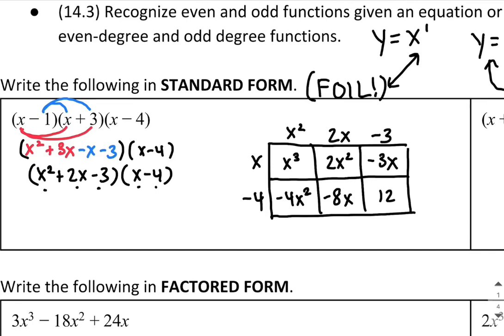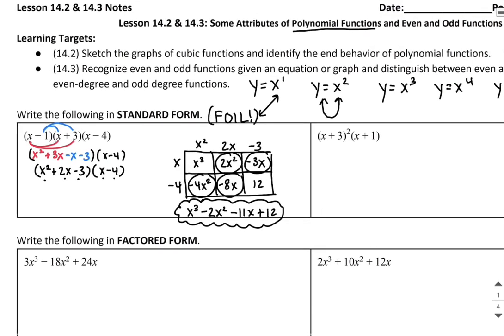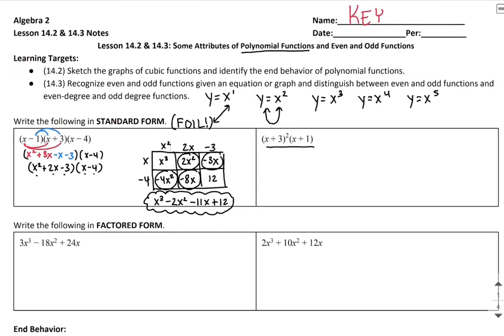And then I'm going to add all of these things together and combine my like terms. I like to start with the highest power, which is x cubed in this case. And then I have two x squared terms added together. Negative 4x squared plus 2x squared is negative 2x squared. Then I add my x terms together. Negative 8x plus negative 3x gives me negative 11x. And then I have that constant plus 12. This is the standard form of that factored form that was given to me. All right, I want you to pause this video and try this example on your own.